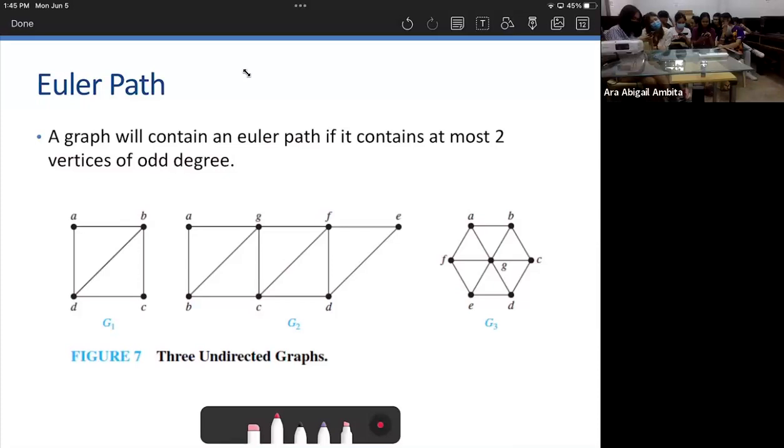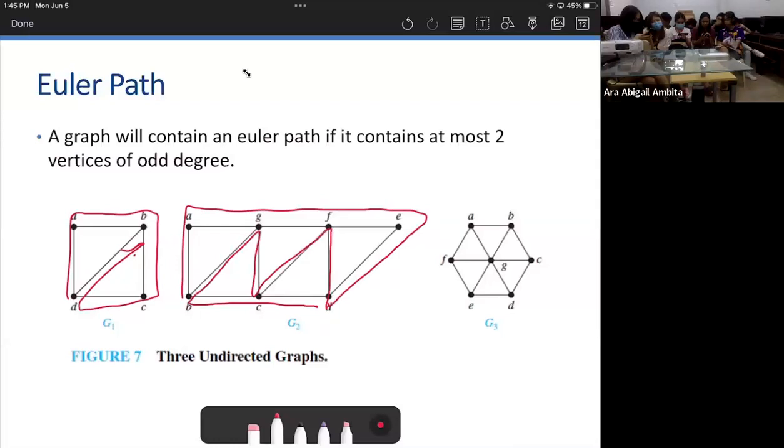Yeah. So, dito naman sa kabila, tingnan natin. So, it also contains an Euler path. Right? Kita nyo ba? Nakita nyo yung process of how it was done. And then, how about yung sa G3? Paano kaya to?